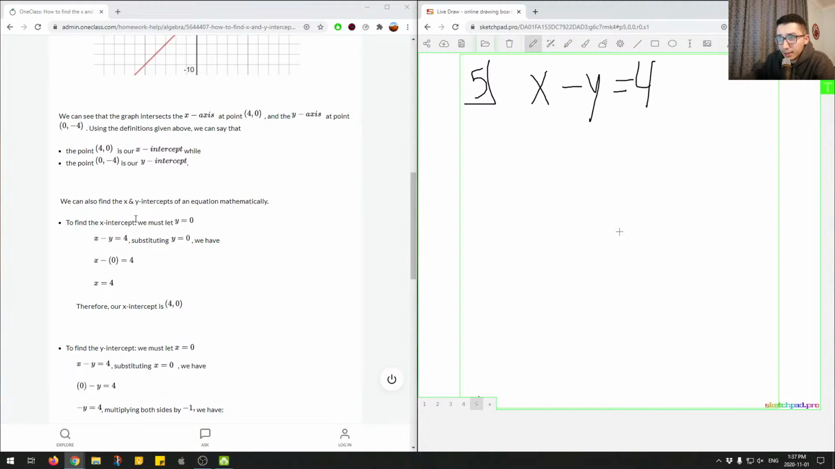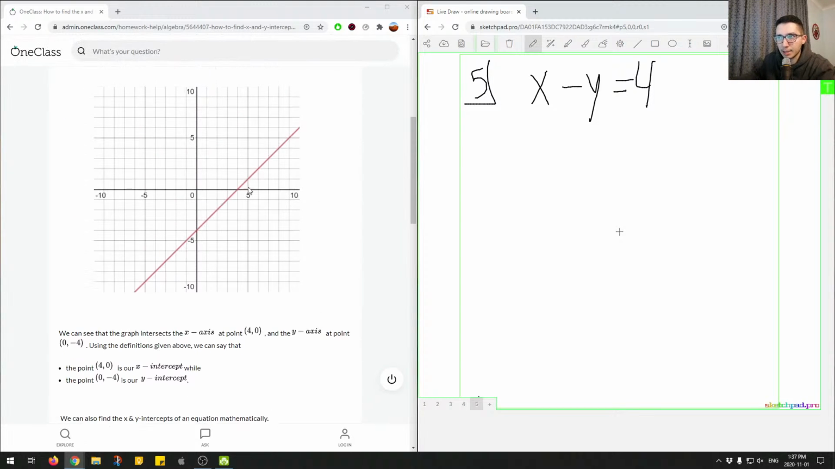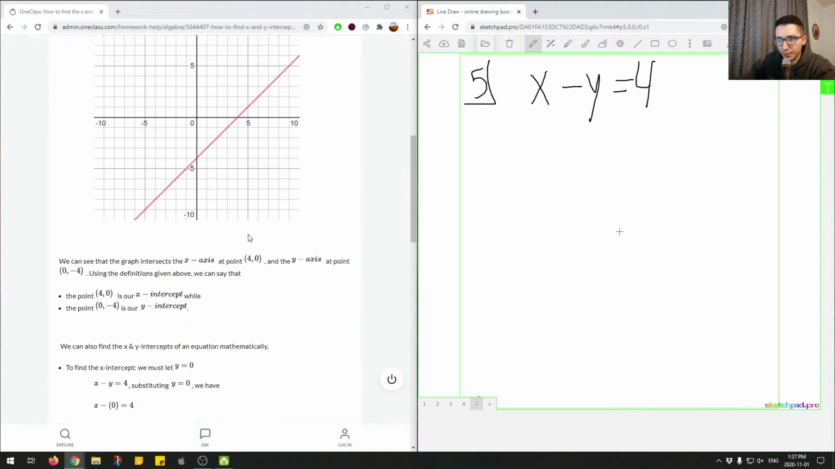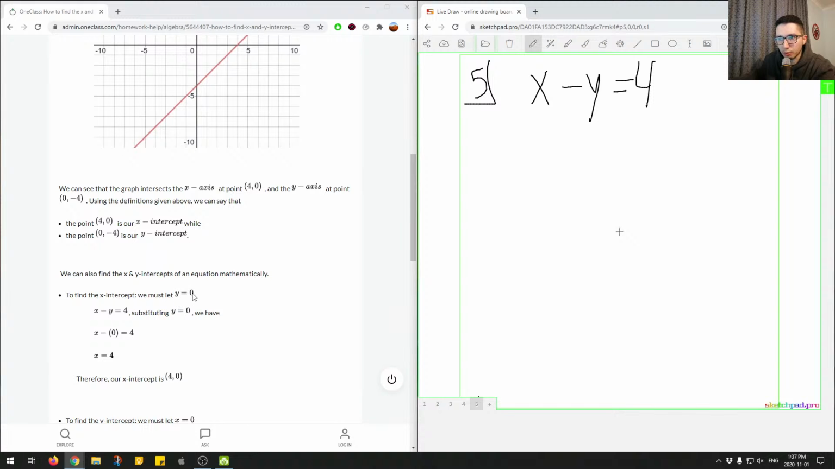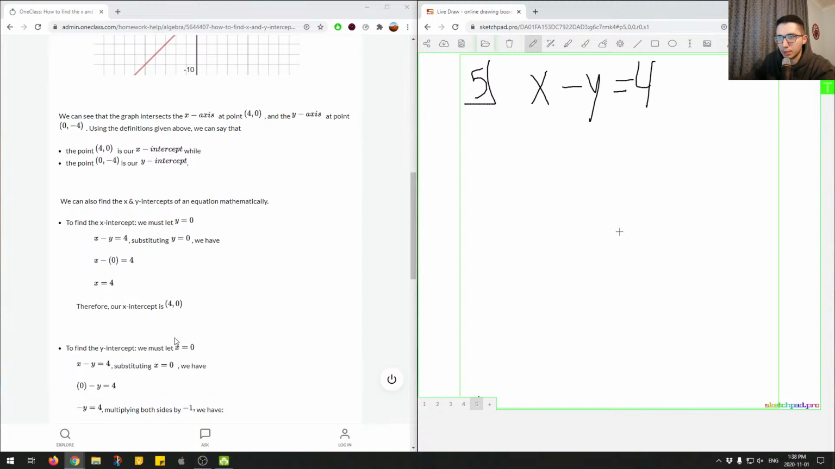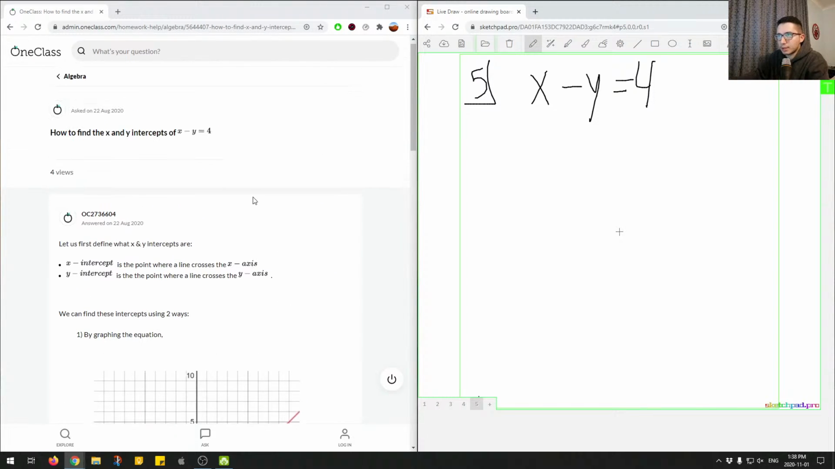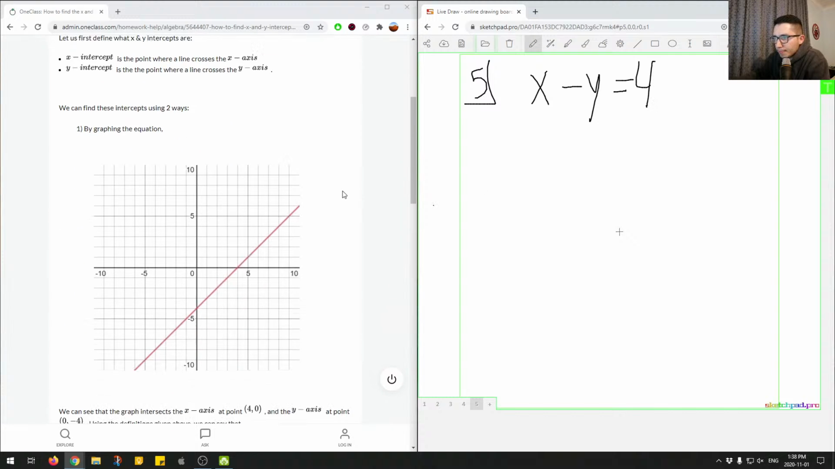To find the x-intercept, we must let y equal 0. Wherever that function crosses the x-axis, y equals 0. The y value is on this axis, which is 0 along the x-axis. That's why you substitute 0 for y to get the x-intercept for this function. You plug it in and solve, and you get x equals 4. So let's go through this. Let's look at the original equation, which is this over here.